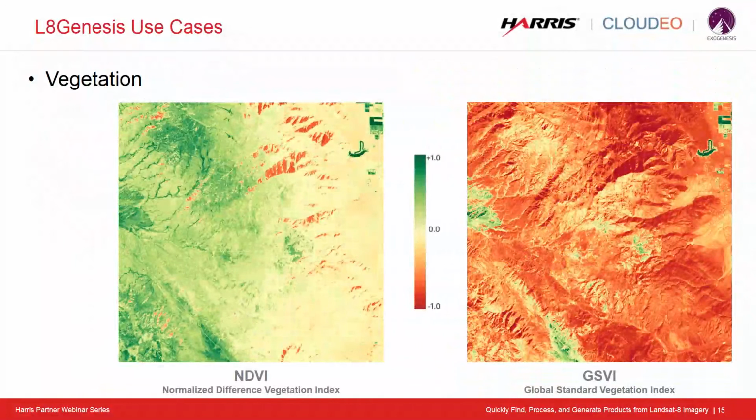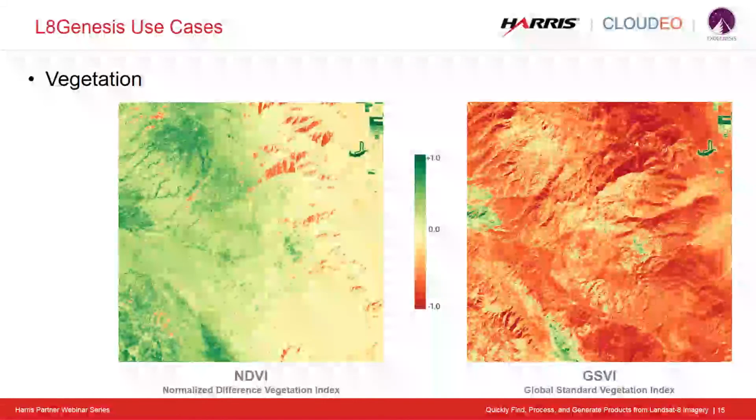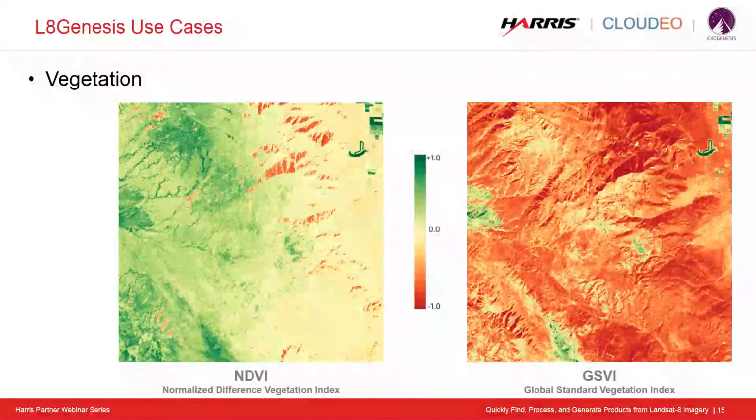The next few slides are going to be some examples of our data products. For instance, on the left we have a standard NDVI, the Normalized Difference Vegetation Index. And this comes with our basic indices package. It's an industry standard that just about everybody, I think, has probably run if you've done anything with vegetation before. On the right-hand side, you'll see one of our more advanced indices, the Global Standard Vegetation Index.